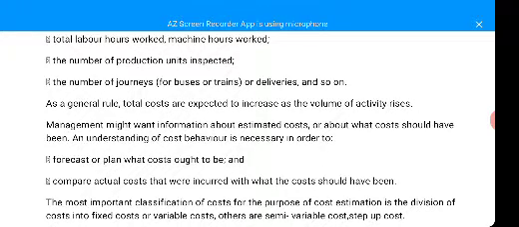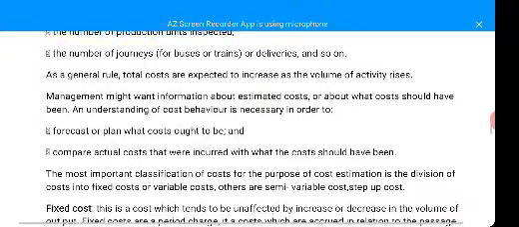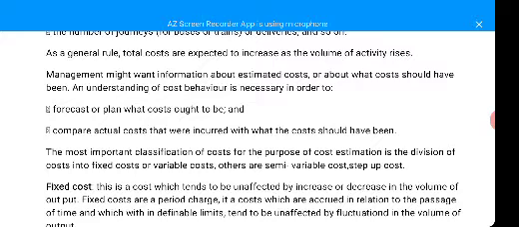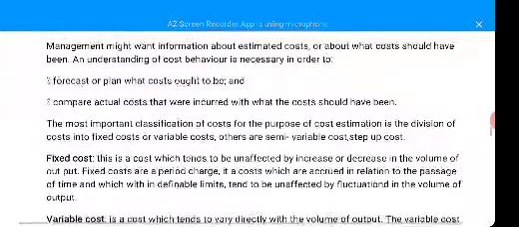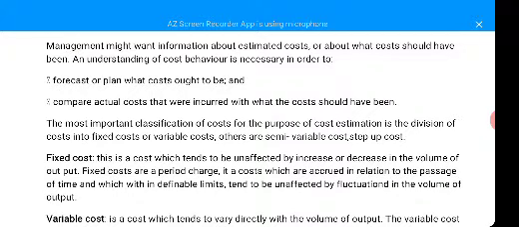Management might want information about estimated costs or about what costs should be or what costs should have been. An understanding of cost behavior is necessary in order to, one, forecast or plan what costs ought to be, and two, compare actual costs that were incurred with what the cost should have been.